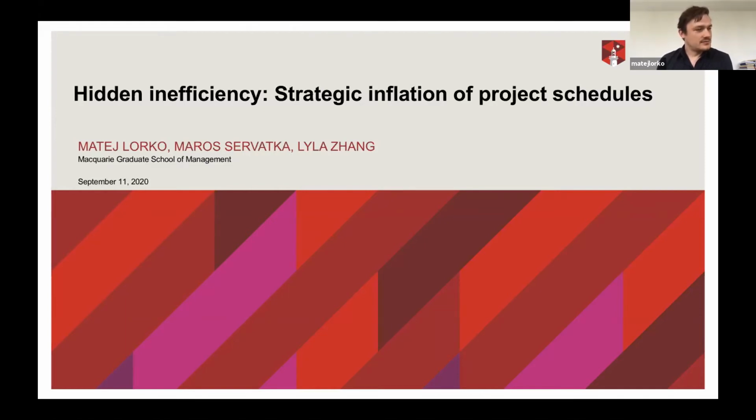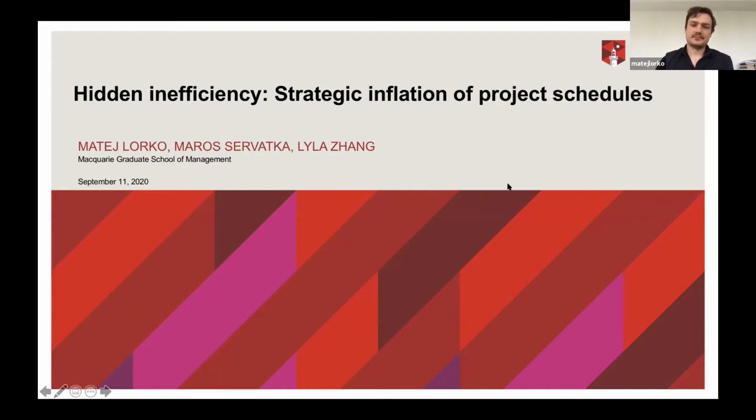So it got me thinking about successful and unsuccessful projects. It's common perception that when the project is over budget or late, it's deemed unsuccessful. But does that really mean that if the project is on time, it is successful? Well, maybe not. Maybe it was just a project with an inflated schedule and took longer than it should. This is very hard to spot, and that is why we call it a hidden inefficiency.